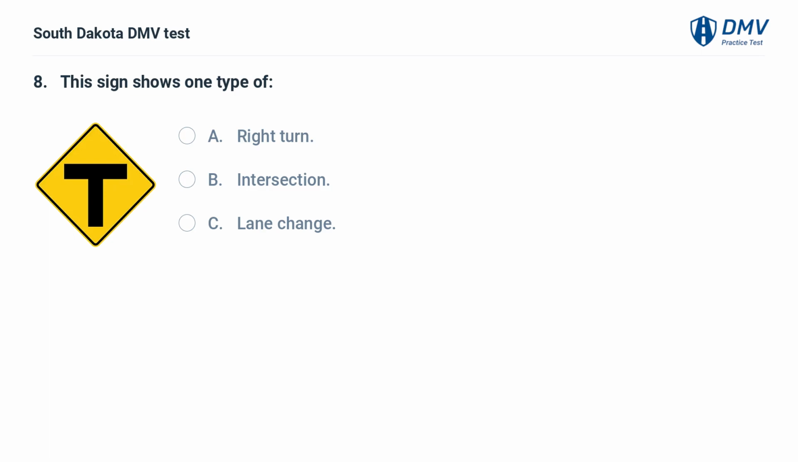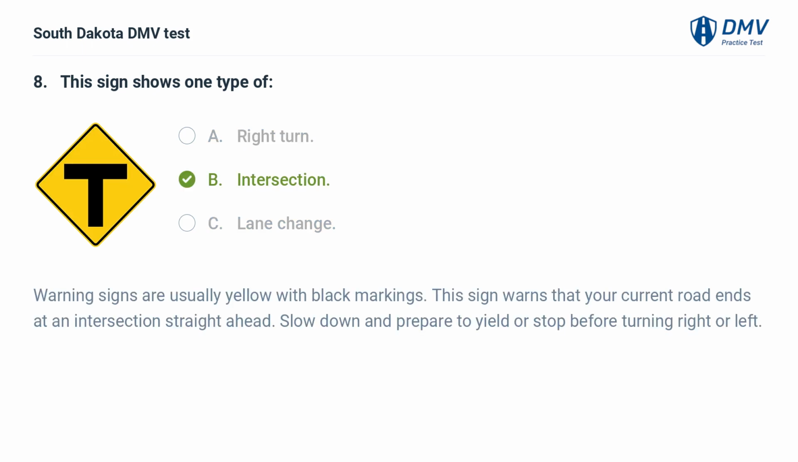This sign shows one type of A. Right turn. B. Intersection. C. Lane change. B. Intersection.